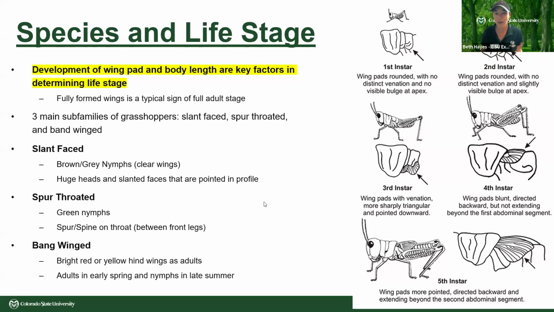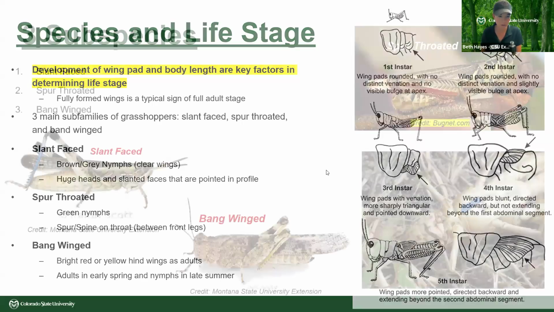The other big thing that you have to know in order to get funding for a lot of these programs is species, okay? And there's a couple big things to keep in mind. For species in Colorado, there are these three big families that I've denoted here: slant-faced, spur-throated, and banded-winged. Those are our three big families. There are subcategories of species in all those three, but being able to just start putting them into one of those three saves you a lot of time. And there are tools that help you with this that we're going to walk through. So these are the big three.